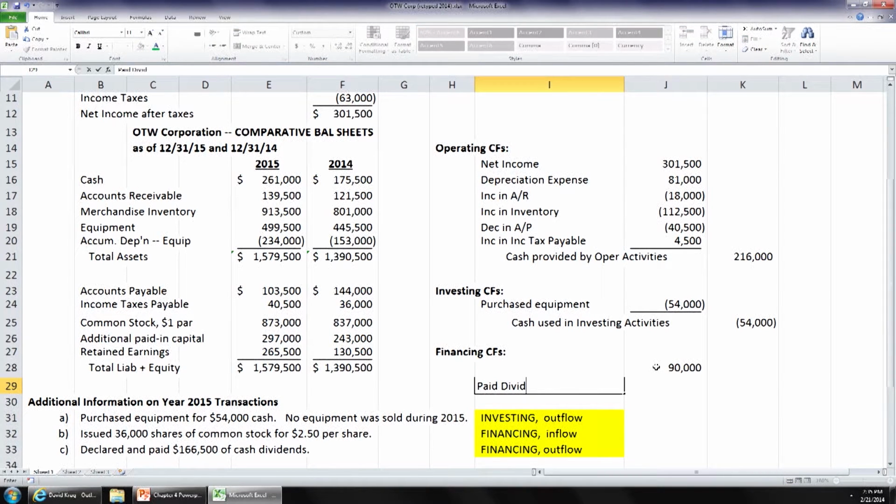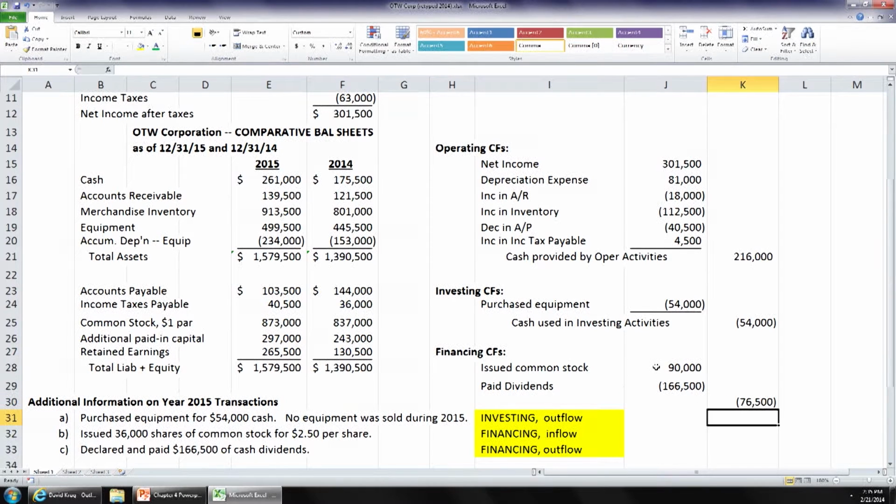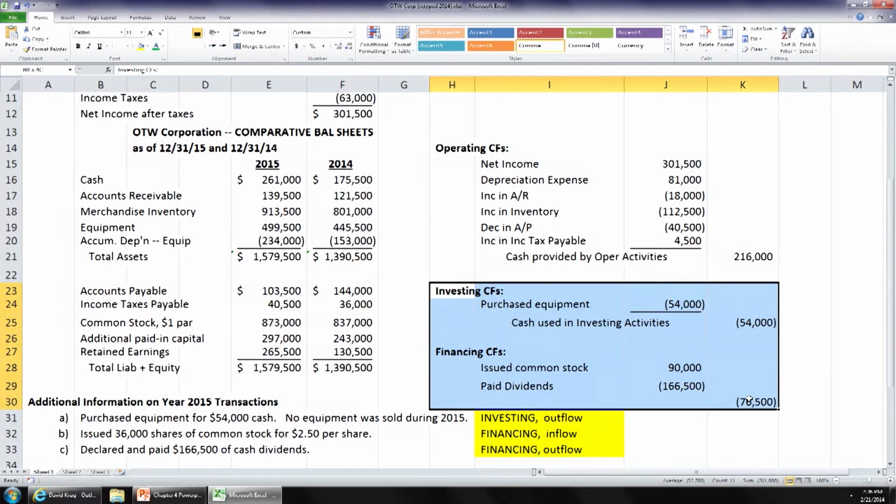What's the other financing cash flow we have? Paid dividends. Inflow or outflow of cash? Negative. How much cash outflowed? 166,500. Now we add those up. Did you get negative 76,500? Okay. But we used this information in yellow to do this section right here, correct?